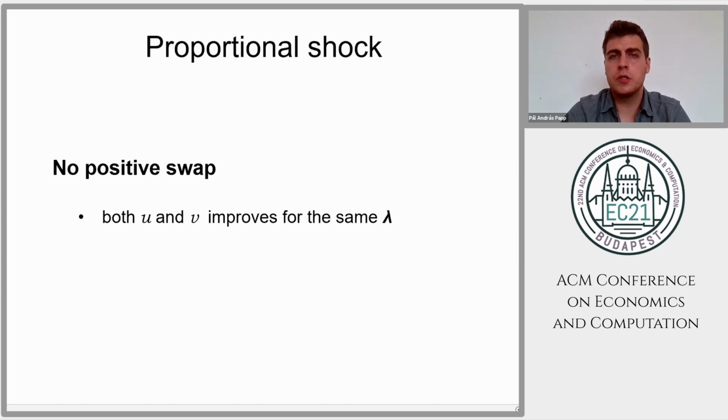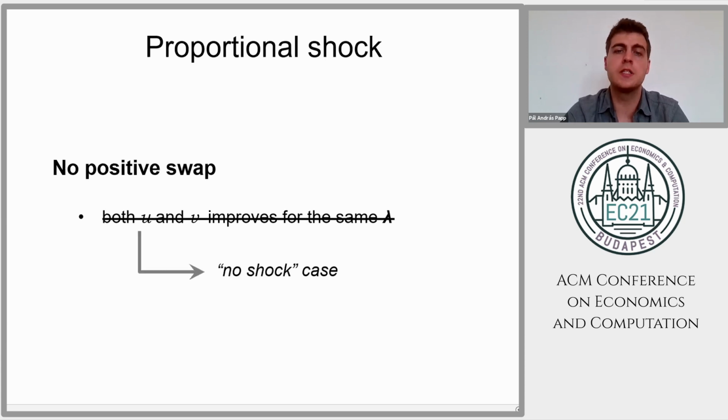And the situation is somewhat similar in case of proportional shocks. First of all, here one can note that we cannot have a situation where both U and V end up in a better state for a specific shock size lambda, because then we could just take this lambda portion of funds away, and we would have a positive swap in a no-shock case before, which we've seen is not possible.